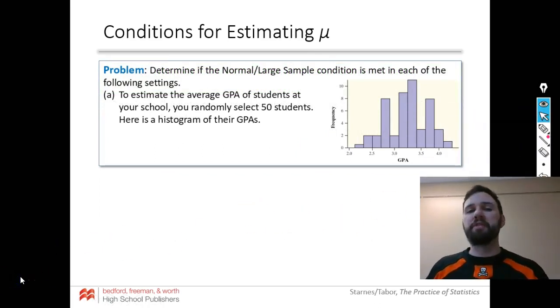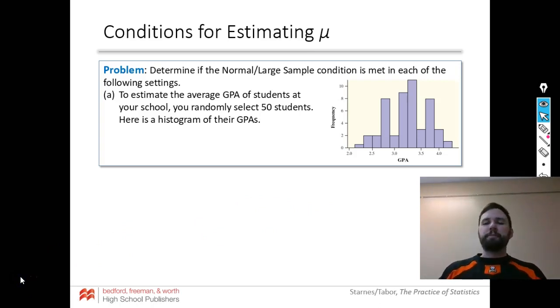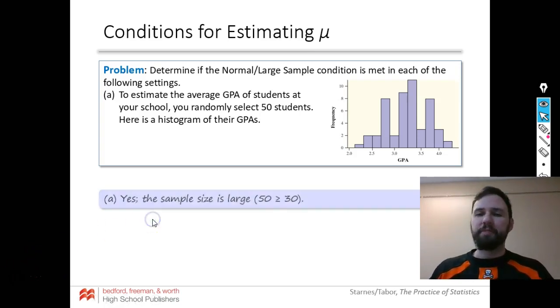Let's look at this example and see if the normal large condition is met. So you randomly select 50 students to find their GPA. Right away I'm going to tell you, yeah, it does. 50 is bigger than 30. That's the easy one to do.